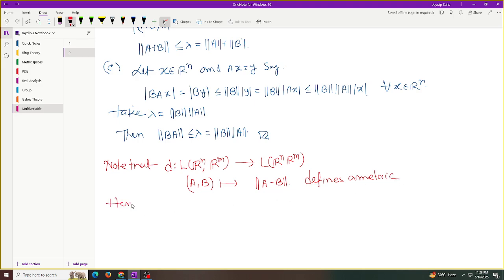Hence this is a metric space, no? Oh, sorry. Sorry. Defines a metric on L(R^n, R^m), hence is a metric space.